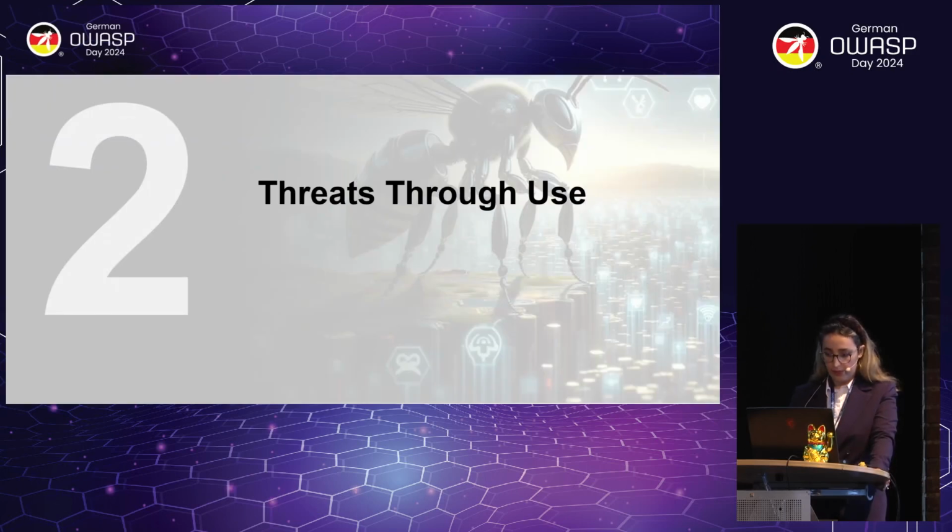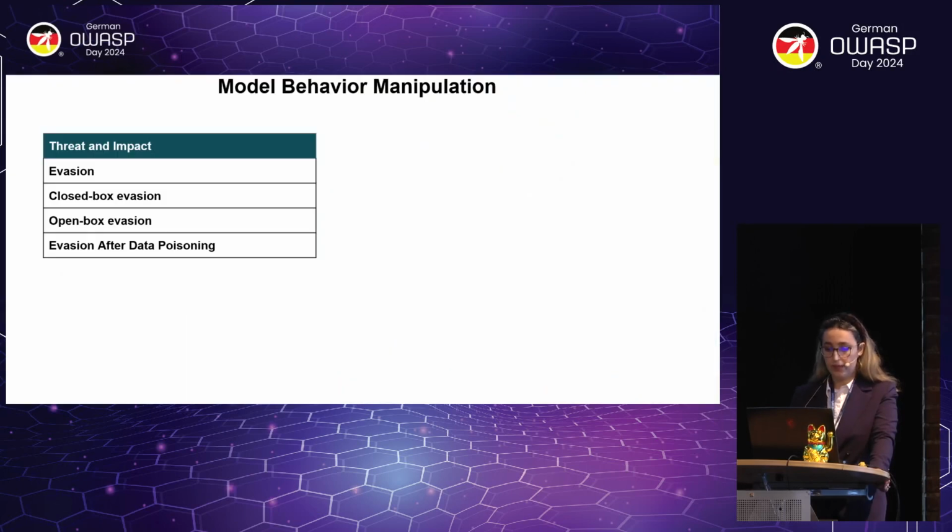Threats through use is the second one. Model behavior manipulation, we have here different threats and impacts. For example, evasion, closed box evasion, and open box evasion, and evasion after data poisoning. So this one has a focus on preventing attackers that are not authorized from performing attacks through use. And attackers may succeed in authenticating as an authorized user, or qualify as an authorized user, or bypass the access control through a vulnerability. And or it is easy for them to become an authorized user, for example, when the model is publicly available.